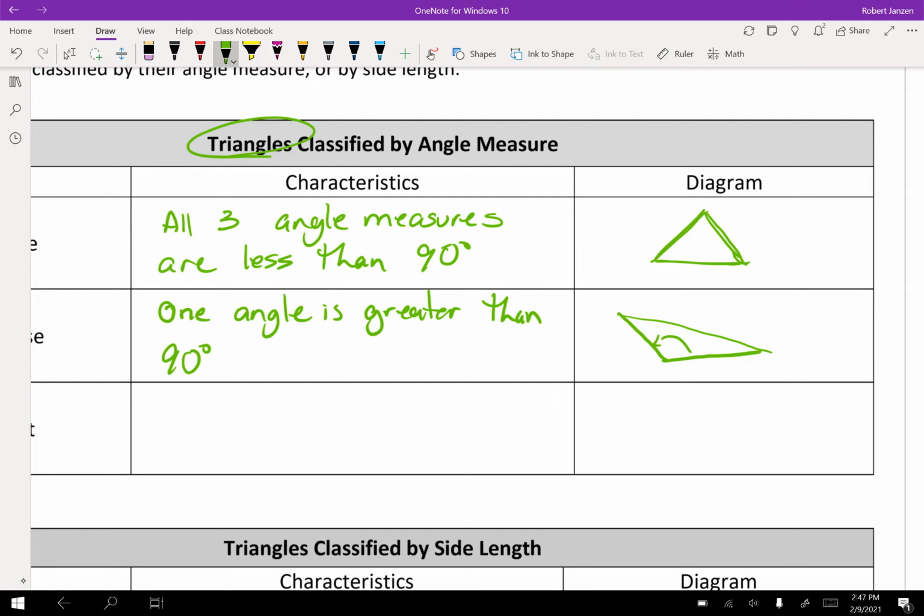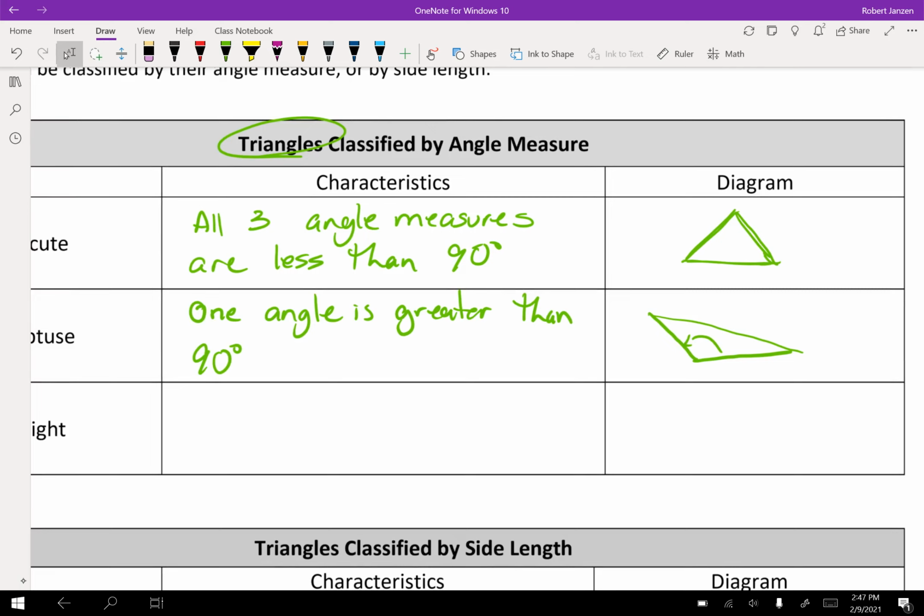A right triangle has one angle that's exactly 90 degrees. So let's again draw that 90 degree angle, and then we can make it into a triangle. Those are the 3 types of triangles based on their angles.